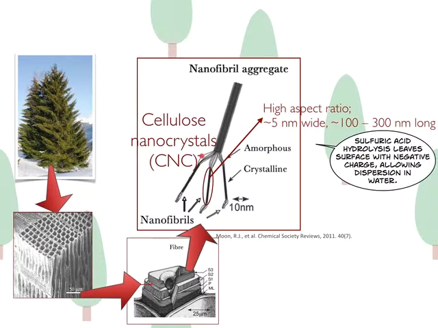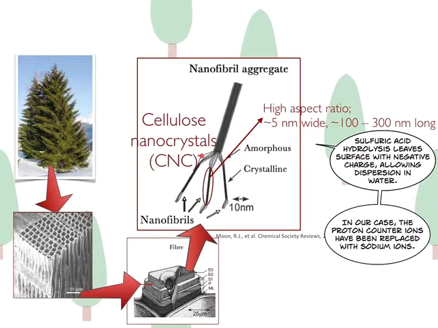And I mentioned that we use sulfuric acid hydrolysis. That is actually important, because it makes the surfaces of the nanorods charged. It imposes sulfate half-ester groups. And this is nice because it makes the nanorods easy to disperse in water. But as you will see also, the surface charge and the counterions tend to be really important for the behavior of suspensions of these rods. I should also say that in our case, we use commercial CNC, and there the proton counterions that were there after the acid hydrolysis have been exchanged for sodium. So that's nice, it simplifies things for us a little bit.